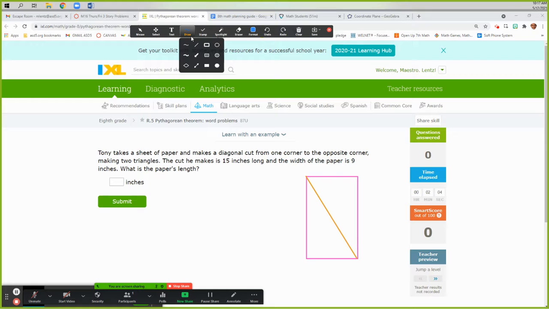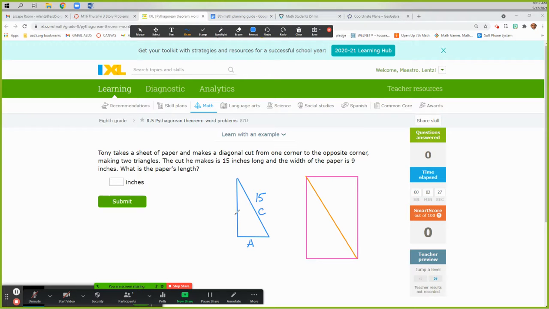Of course, it doesn't give me triangles as an option. So if I pulled that triangle apart, it would look roughly like this. I know I'm smaller, but not to scale. Calm down, people, not to scale. So the cut he made, which is that diagonal, is 15. And like I already told you, I said that's the hypotenuse. So that means that's C.